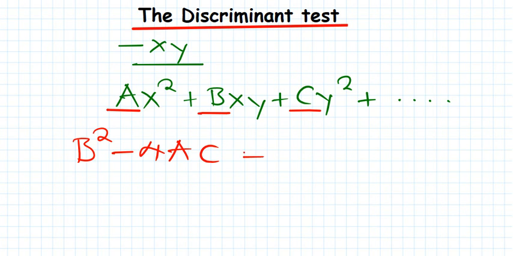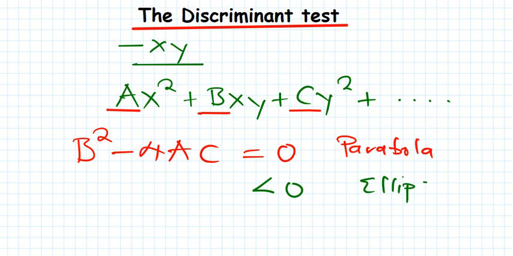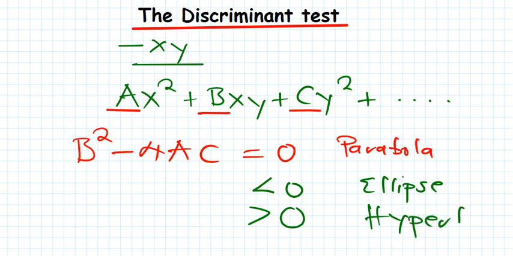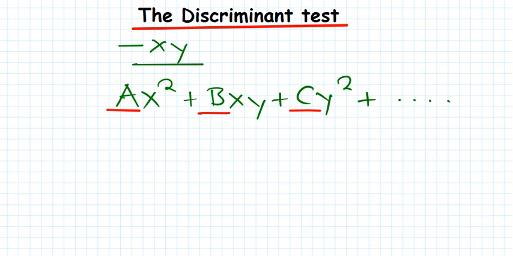When it's equal to 0, it's a parabola. When it's less than 0, it's an ellipse. And when it's greater, it's a hyperbola. Hyper means bigger, so in this case we use that to help us remember. The hyperbola will be greater than 0, and when it's equal to 0, it's a parabola. The ellipse will be less than 0. Okay, so I hope you got that.